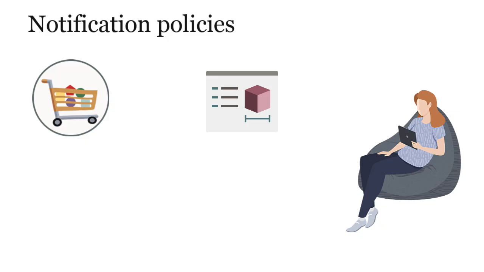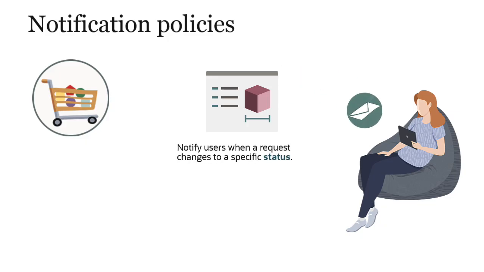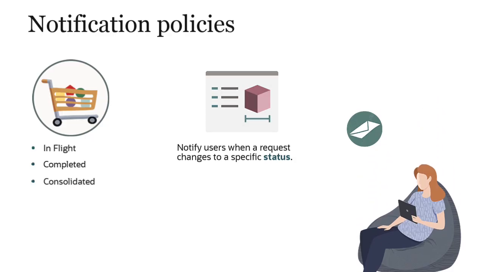Notification policies let application or dimension owners notify users when a request changes to a specific status during the workflow. For example, you can configure policies to notify users when the request status is changed to in-flight, completed, or consolidated.